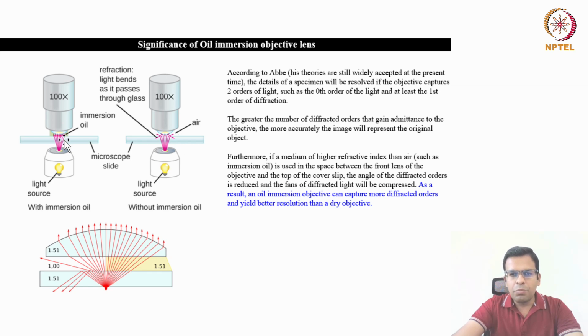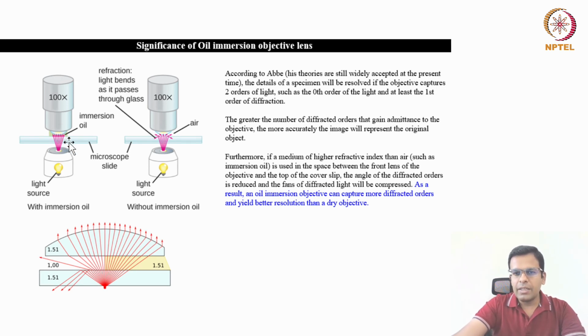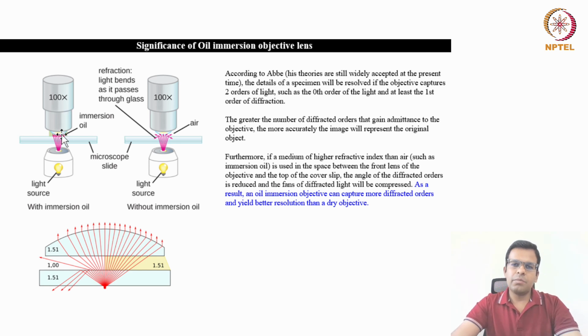But if you put a drop of oil between the glass slide or your sample and the objective lens, then the refractive index of this immersion oil is equal to the refractive index of the glass slide. Because of the same refractive index, rays will not bend or change angle, and they will pass all the way through the objective lens. That way the objective lens collects more diffracted light compared to the air medium, and that's why oil immersion objective lenses give better resolution.